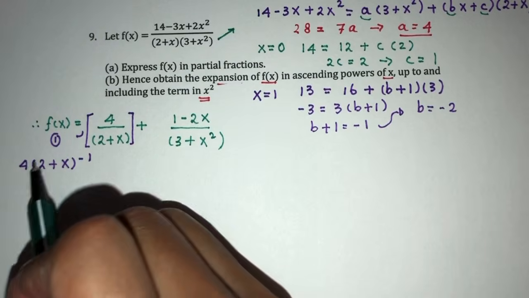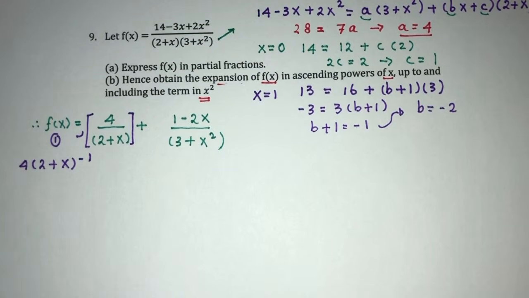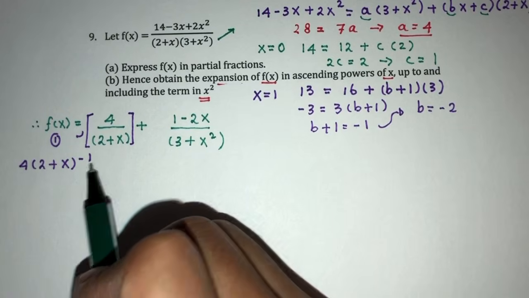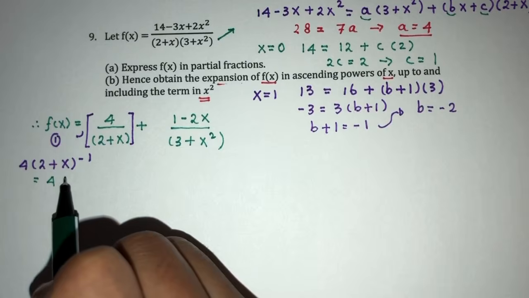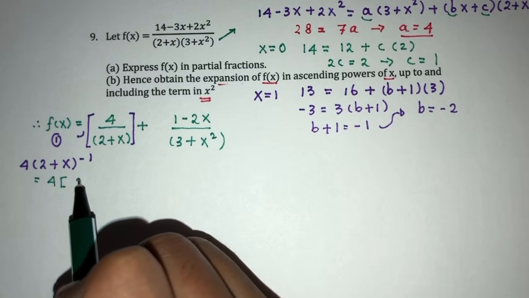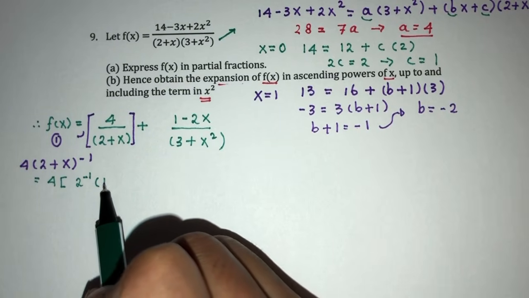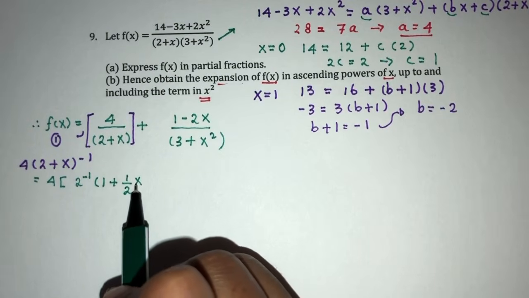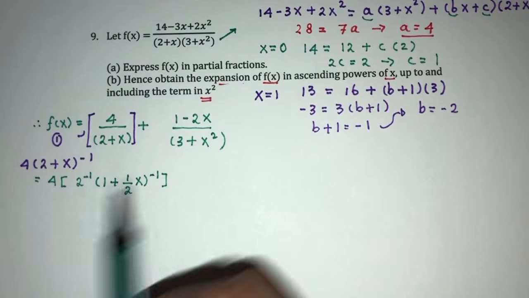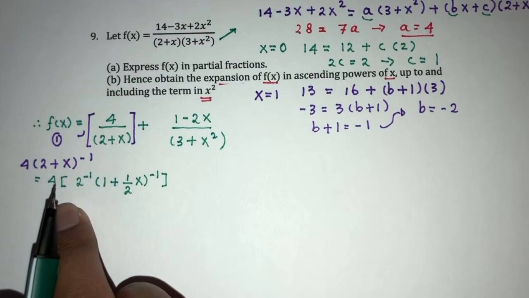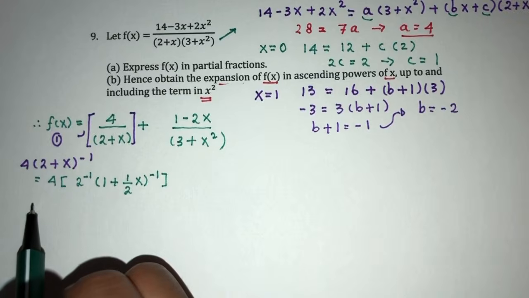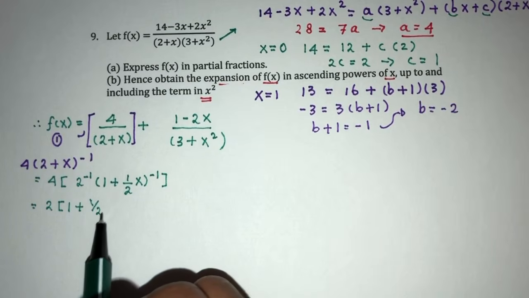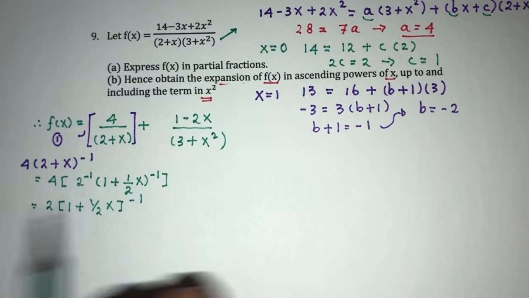Now, as we know, for the formula we have to use, this is 1. So we have to change that into 1 by factorization. So that will be 4 outside, factorize 2 outside, that will be 2 power minus 1. That will be 1 now, and that will be x over 2, that is half x, and that will be minus 1. Now, 2 power minus 1 is simply half. 4 times half is 2. So that will be 2, 1 plus half x power minus 1.